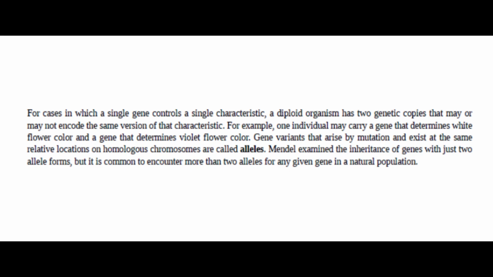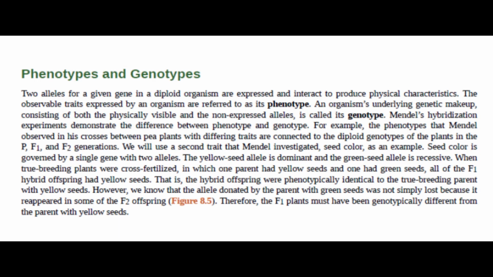Mendel examined the inheritance of genes with just 2 allele forms, but it is common to encounter more than 2 alleles for any given gene in a natural population. Phenotypes and genotypes. 2 alleles for a given gene in a diploid organism are expressed and interact to produce physical characteristics. The observable traits expressed by an organism are referred to as its phenotype.